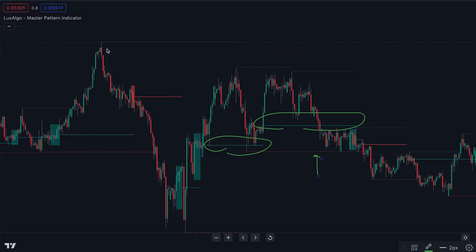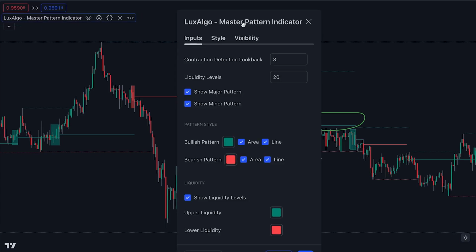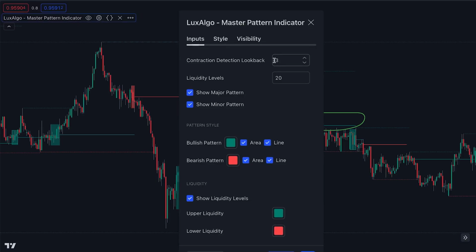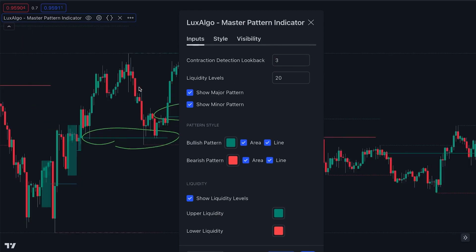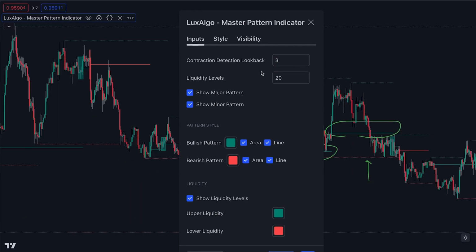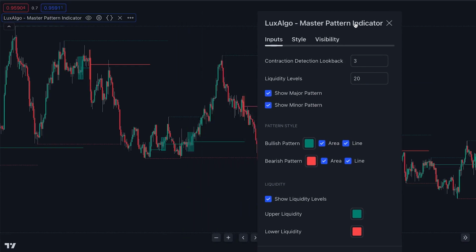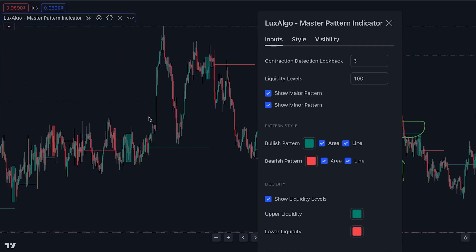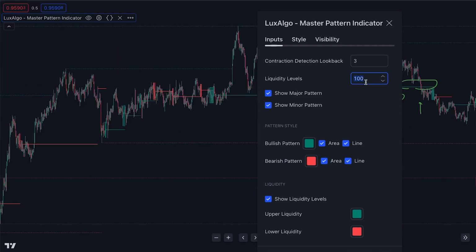If we dive into the settings of the indicator, we can see that we have options for contraction detection lookback. This is used to detect the swing points and the contraction range. Next, we have liquidity levels. This value controls how long or short the liquidity levels are. Higher values provide longer-term liquidity levels. If I change this from 20 to 100, we can see that the liquidity levels are now drawn from much more significant points on the price chart. You should adjust this value based on the type of trader you are.